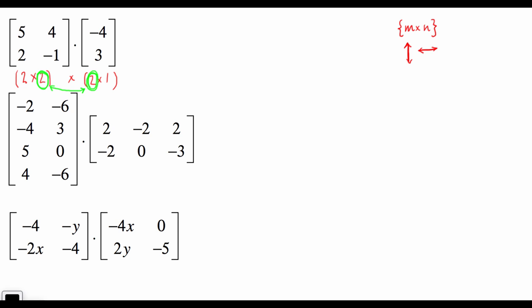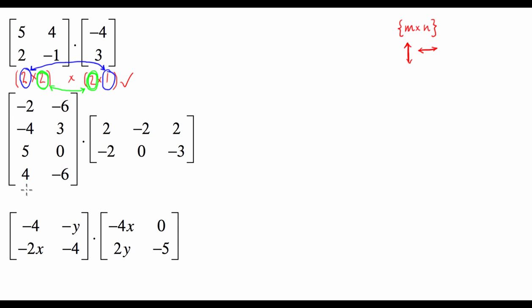We also find that the resultant matrix is going to be equal to the outside numbers, the rows of the first matrix and the columns of the second. So the matrix we expect at the end is a 2 by 1. Okay, let's go to the next one. So this one here will be okay, we'll be able to multiply this no problems.